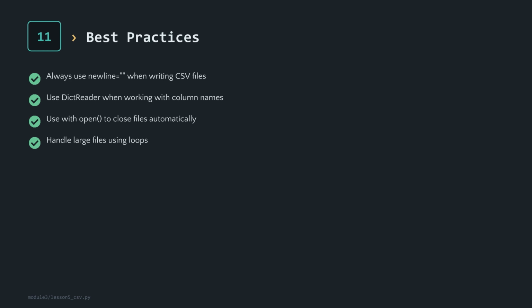Before we move on, a few habits worth locking in. Always pass newline equals empty string when writing CSV files to avoid those blank lines. Reach for DictReader whenever you care about column names. Use the with open pattern so your files close themselves automatically. And when files get large, process them with loops rather than loading everything at once. Small habits, but they save real headaches.